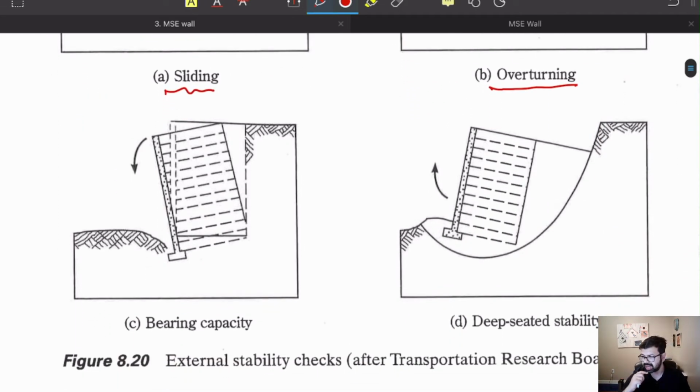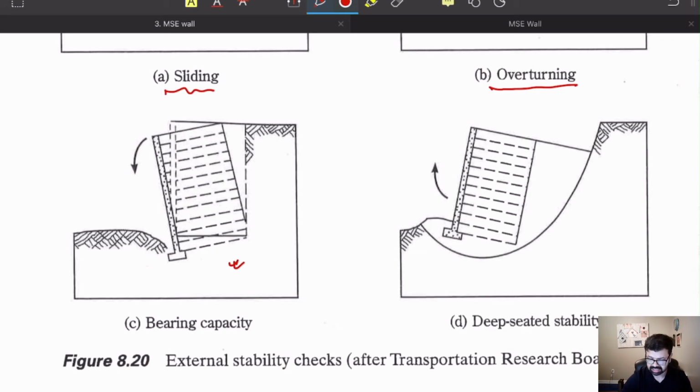The third one is the bearing capacity. Bearing capacity failure means a foundation failure. In a bearing capacity failure, the foundation is weak and it's going to move, with some kind of slip surface at the bottom. So that's the bearing capacity failure, and it has to be designed very similarly to a foundation designed for bearing capacity.